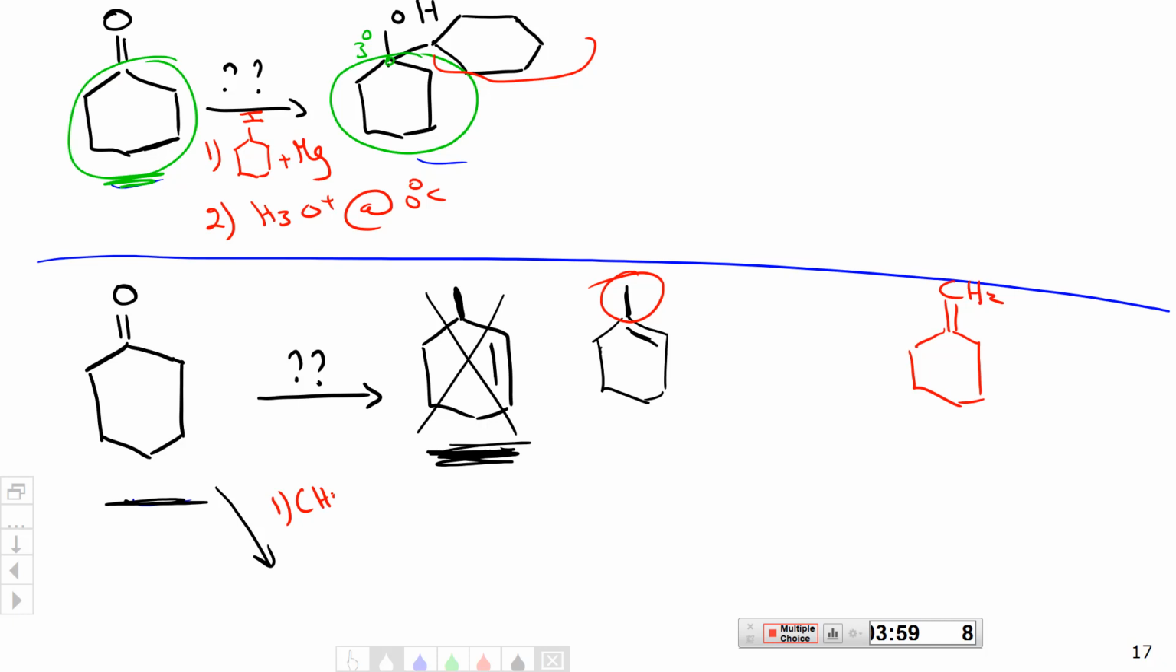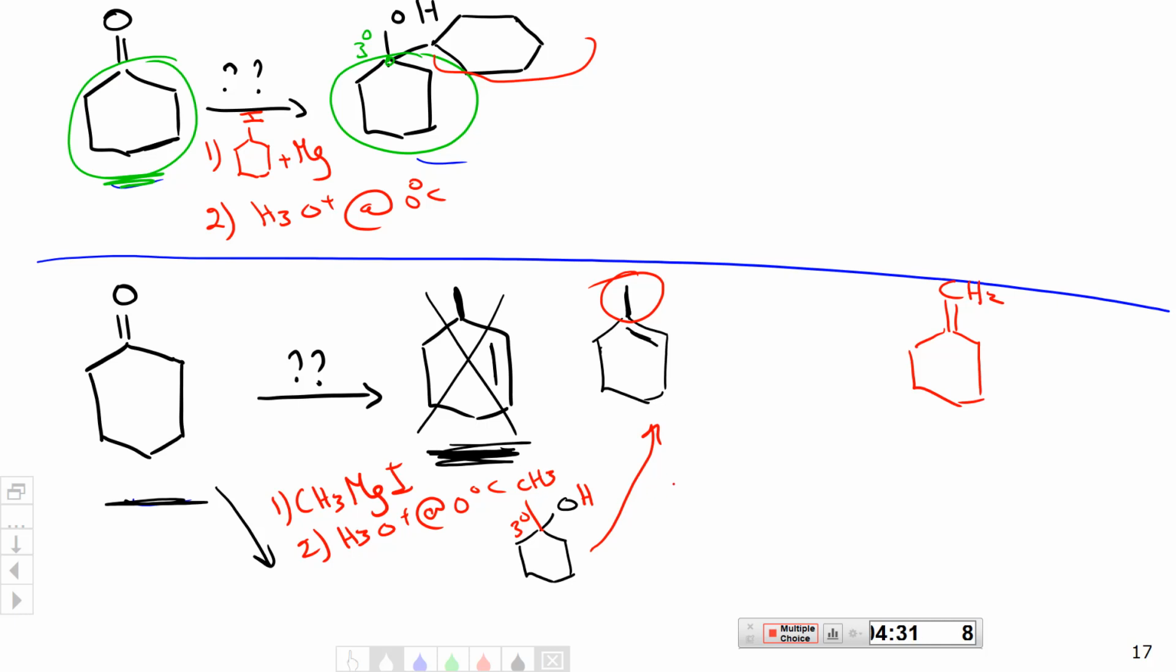So MgI followed by H3O plus at 0 Celsius. We're gonna end up with this in here. And I'm gonna keep the same colors for you to see. So the question is how to achieve going from this tertiary alcohol to this alkene, and would it be the major product if I just do elimination? It might not be the major product and this whole process is wrong.